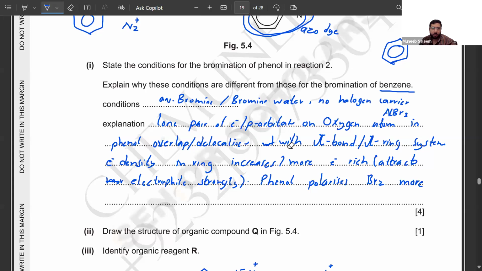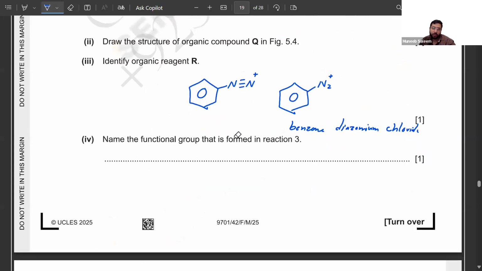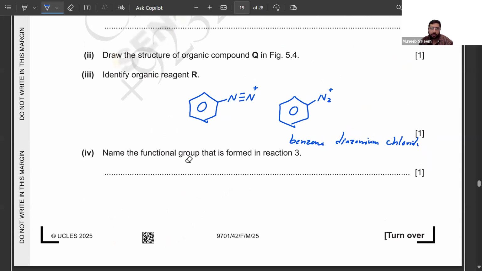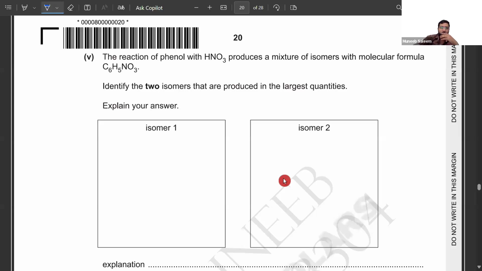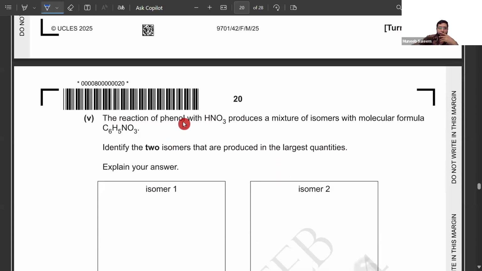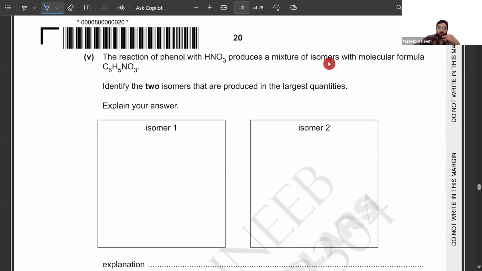Now, name the functional group that is formed from reaction 3. So we just said that the compound formed was an azo dye, which means the functional group is the azo group. Now, the next question: the reaction of phenol with nitric acid produces a mixture of isomers with molecular formula C6H5NO3. Identify the two isomers that are formed in the largest quantities.